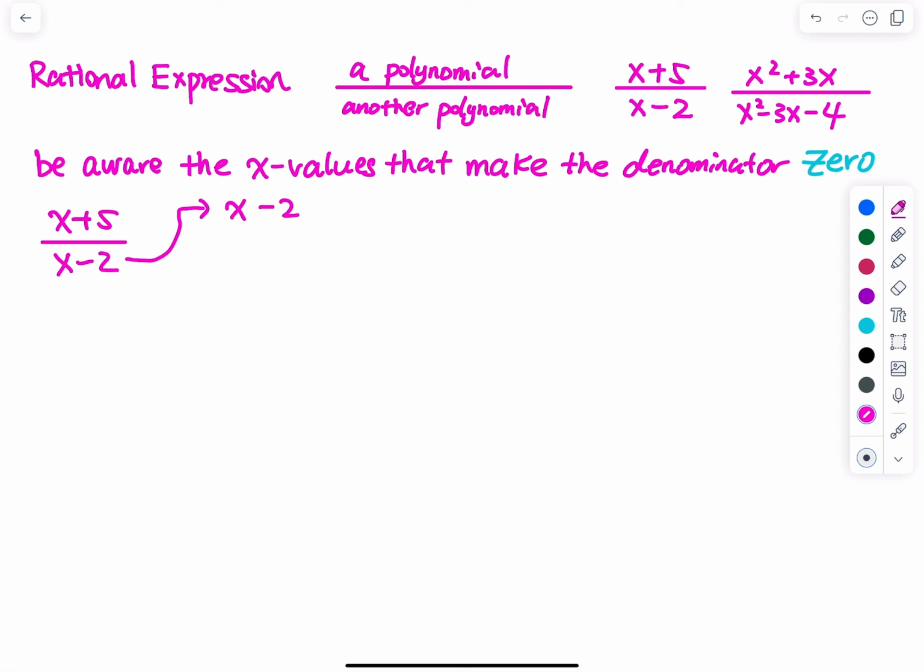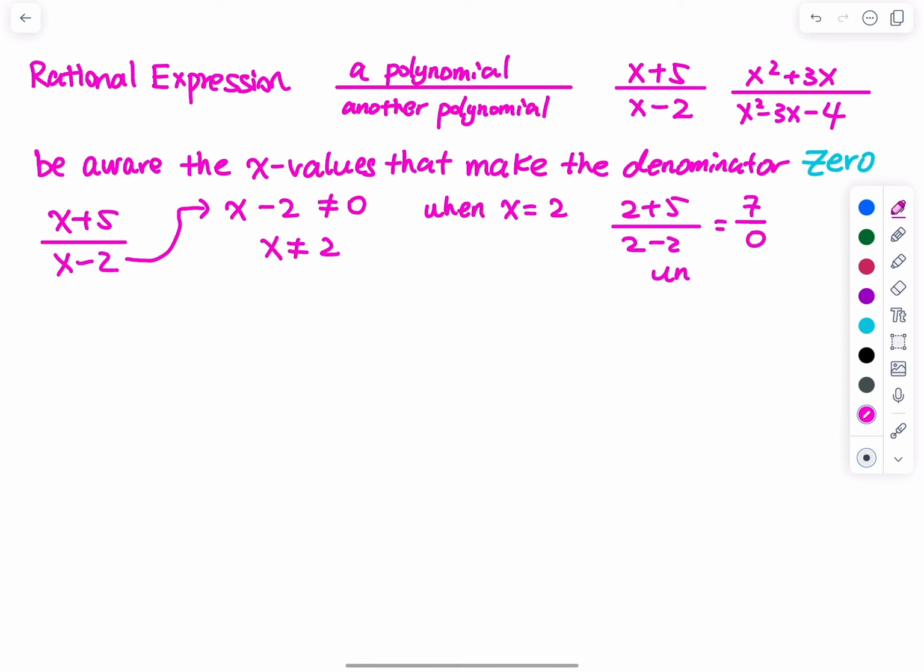So when x minus 2 equals 0, we have trouble. That's why x minus 2 cannot equal 0. Just like solving an equation, you add 2 on both sides, so x cannot equal 2. When you check out this rational expression, you have to emphasize that x cannot equal 2, because when x equals 2, we have trouble, right? We have 2 plus 5, that is 7, perfectly fine. But 2 minus 2, you have a 7 over 0, this is undefined.